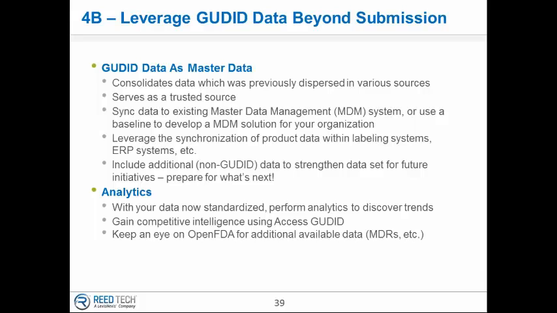Start adding more to the fields. Leverage and synchronize product data with your labeling systems, ERP systems. This is all something that some folks are already doing. I mentioned including the additional non-GUDID data to strengthen that data set. This helps prepare you for what's coming next. If it's international submissions, or if there's a new regulation coming out for customs called ACE, where they have some similar data sets being required, but then other data that is also not involved in the GUDID.